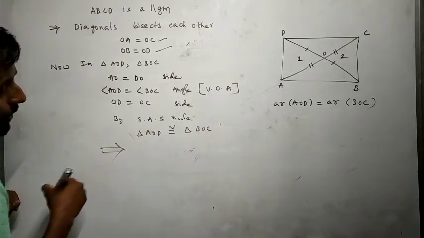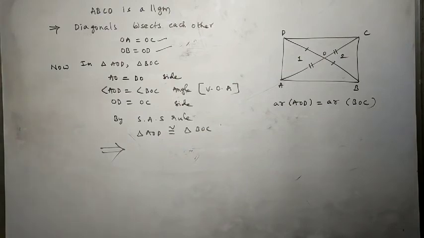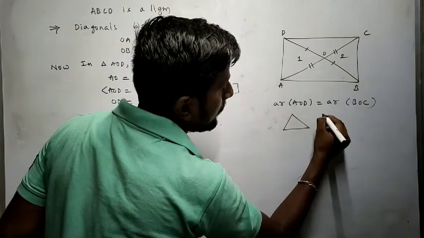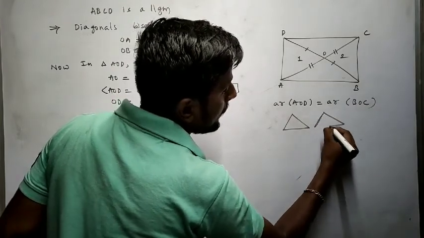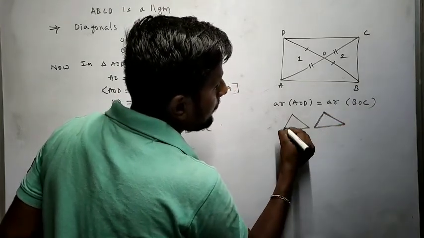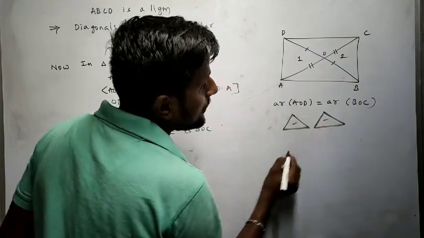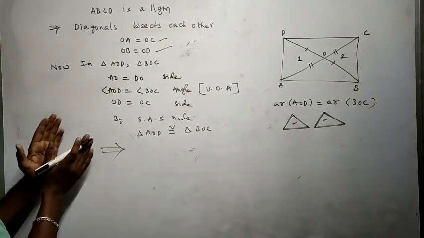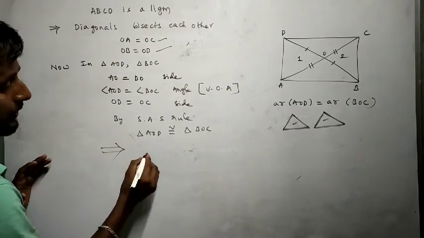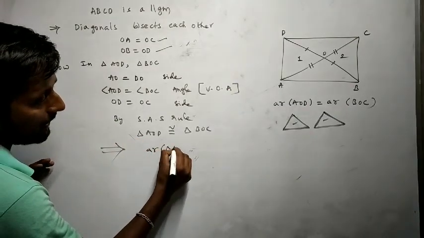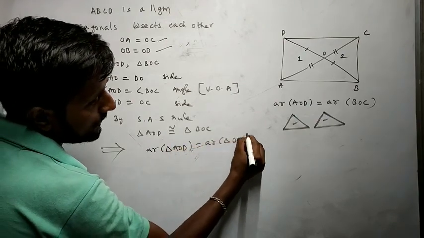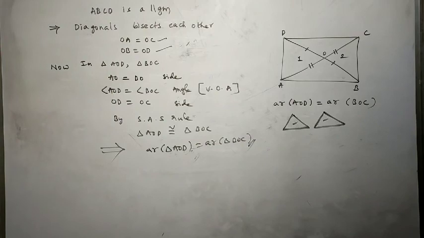What is congruence? Congruence is nothing but the figures having the same size and same shape. If each and every part of the figures is the same, then automatically the areas inside, the interior, are also equal. So simple, congruent figures have equal area. So therefore we'll write area of triangle AOD is equal to area of triangle BOC. Right. Thank you. Have a nice day, children.